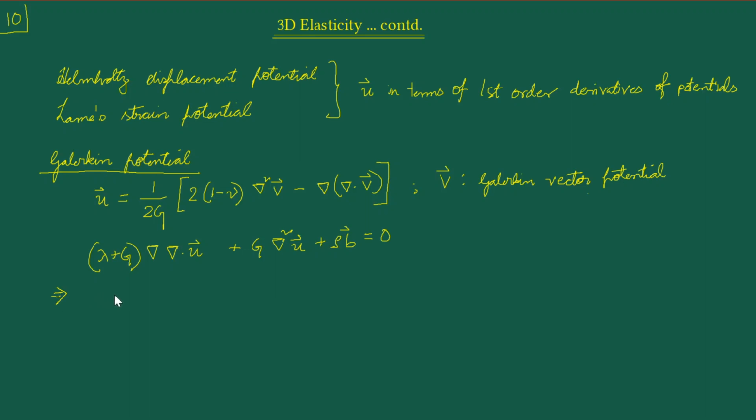So what we have here is, if we just substitute this for u first, the 1 by twice G, I'll take that out of all these operators. So that's (lambda plus G) by twice G grad, and now I'll actually carry out this divergence over this. I may be skipping a little bit of steps here and there, but I'm sure you'll be able to follow along.